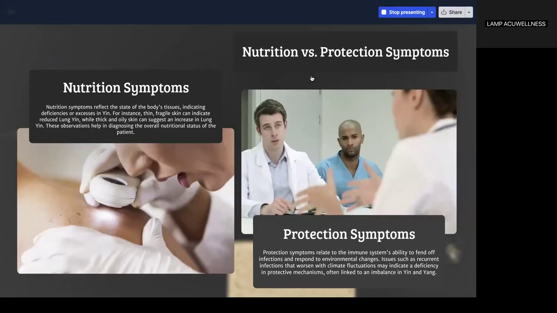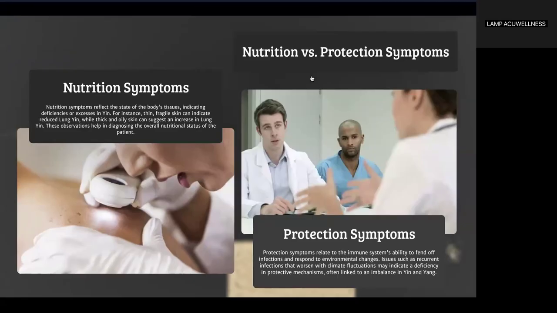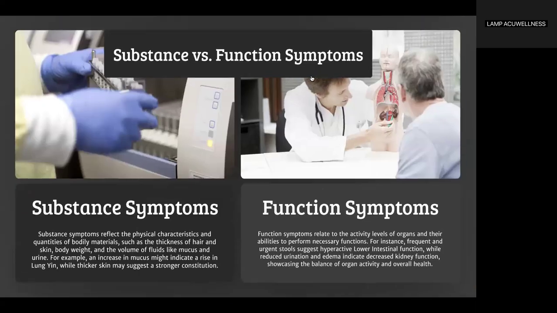Nutrition versus protection symptoms. Nutrition symptoms reflect the state of the body's tissues, indicating deficiencies or excesses in yin. For instance, thin, fragile skin can indicate reduced lung yin, while thick and oily skin can suggest an increase in lung yin. These observations help in diagnosing the overall nutritional status of the patient. Protection symptoms relate to the immune system's ability to fend off infections and respond to environmental changes. Issues such as recurrent infections that worsen with climate fluctuations may indicate a deficiency in protective mechanisms, often linked to imbalance in yin and yang.